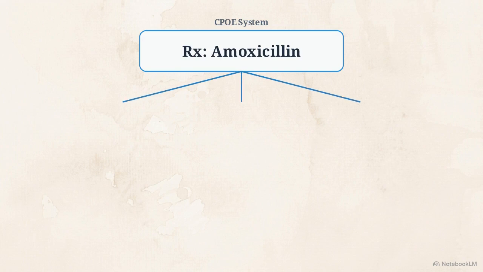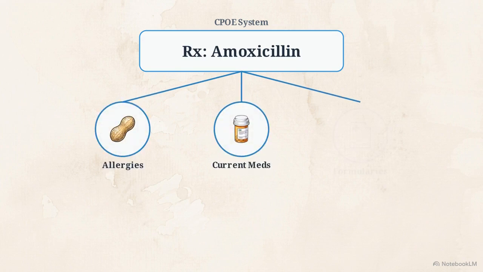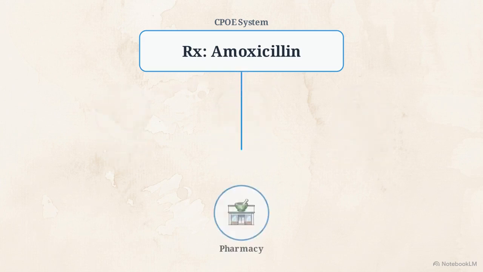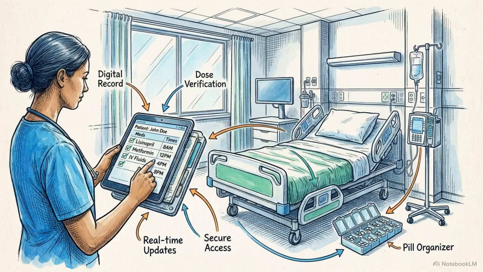As the doctor types the prescription, the CDSS uses rule engines to actively cross-reference the order against the patient's allergies, current medications, and insurance formularies. It validates the decision before the order is transmitted to the pharmacy. Once cleared, the order moves to the Electronic Medication Administration Record, or EMR, which is accessed at the patient's bedside.